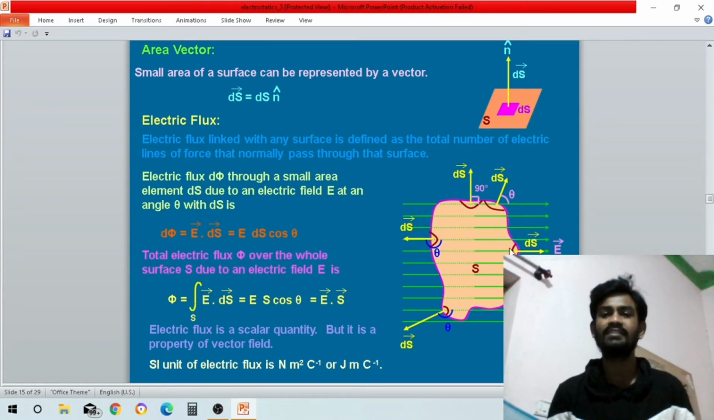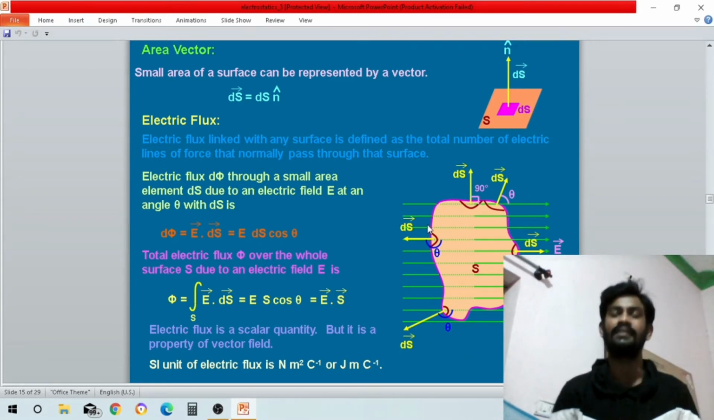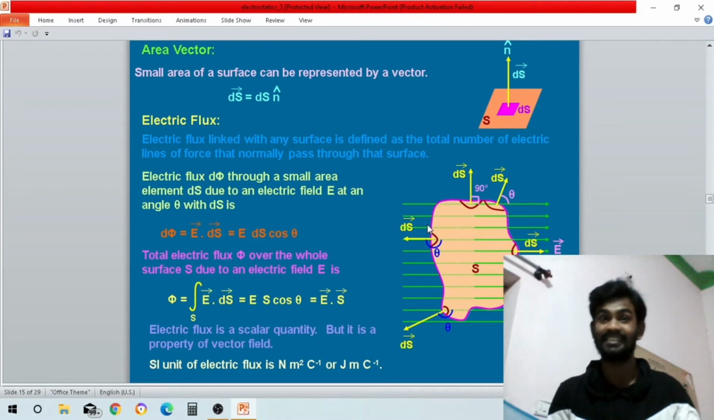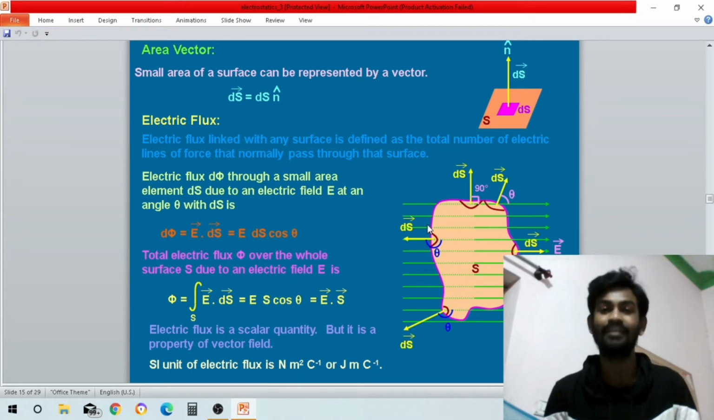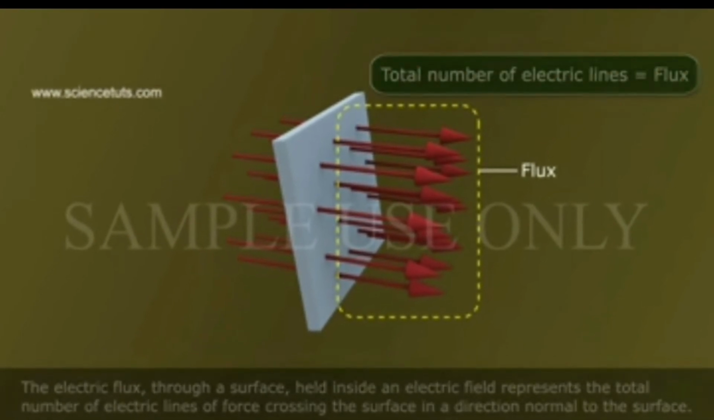When straight lines of force pass through a surface perpendicularly or normally, it is called electric flux. So today's topic is electric flux. What is electric flux? Electric flux linked with any surface is defined as the total number of lines of force, that you have already seen in the video, passing perpendicularly or normally through that surface. That is called electric flux.